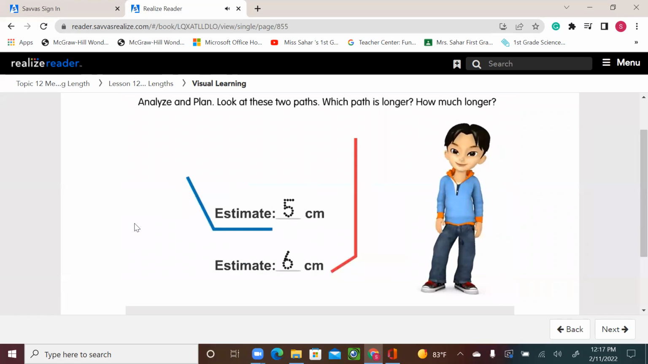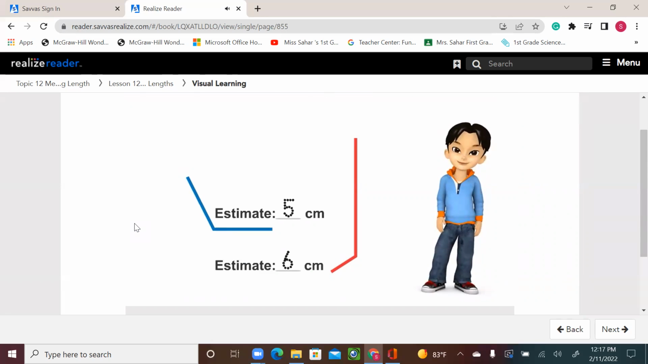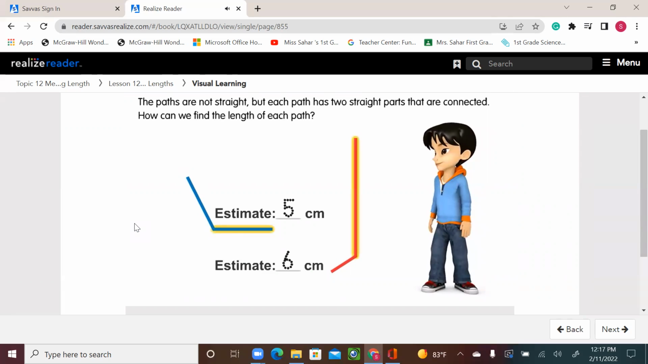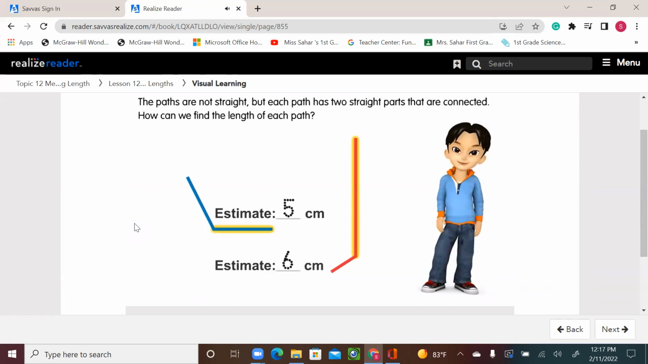Analyze and plan. Look at these two paths. Which path is longer? How much longer? The paths are not straight, but each path has two straight parts that are connected. How can we find the length of each path?